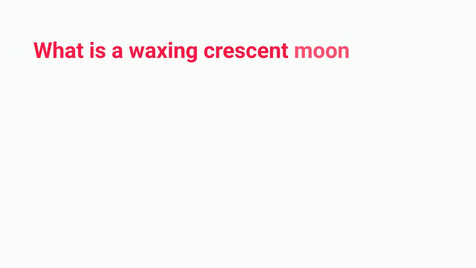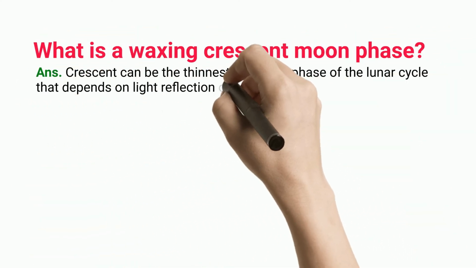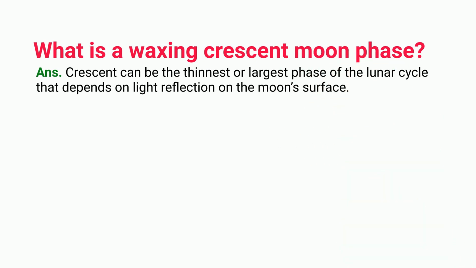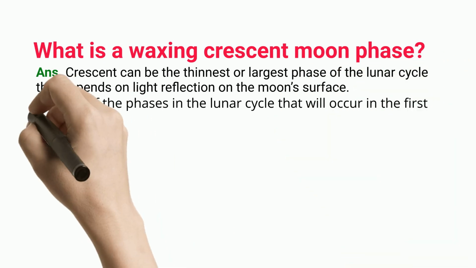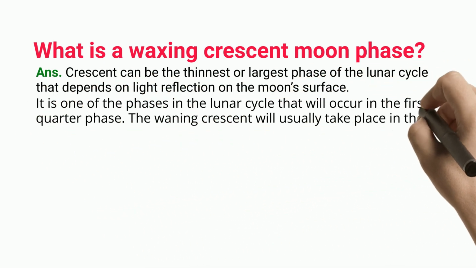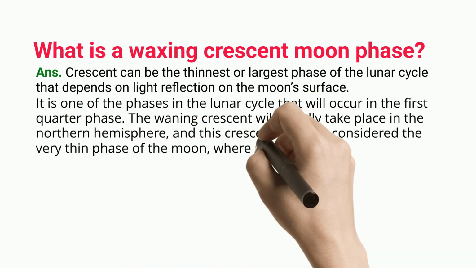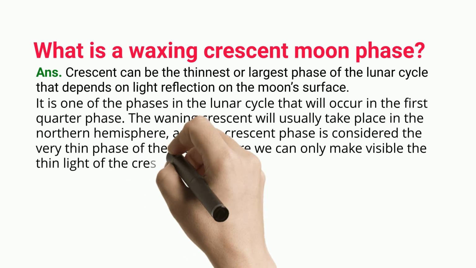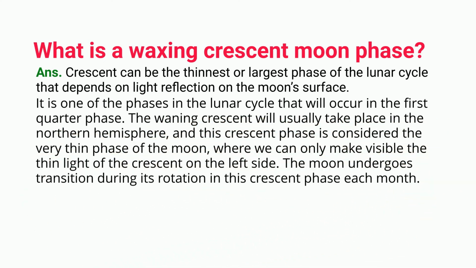What is a waxing crescent moon phase? Crescent can be the thinnest or largest phase of the lunar cycle, depending on light reflection on the moon's surface. It is one of the phases in the lunar cycle that will occur in the first quarter phase. The waning crescent will usually take place in the northern hemisphere, and this crescent phase is considered the very thin phase of the moon, where we can only see the thin light of the crescent on the left side. The moon undergoes transition during its rotation in this crescent phase each month.